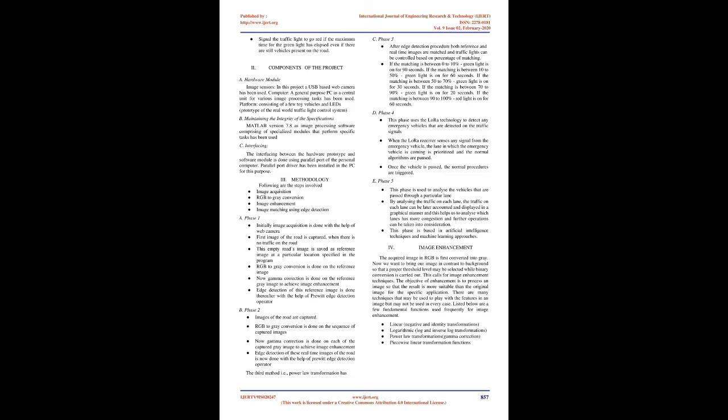A. Hardware module. Image sensors: in this project a USB-based web camera has been used. Computer: a general-purpose PC as a central unit for various image processing tasks has been used. Platform: consisting of a few toy vehicles and LEDs, a prototype of the real-world traffic light control system.